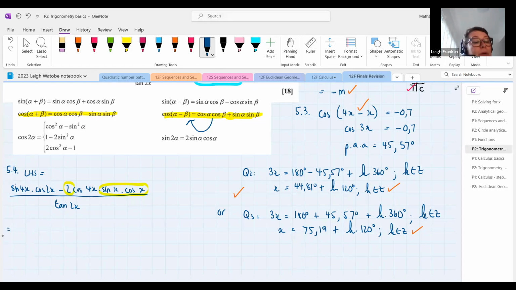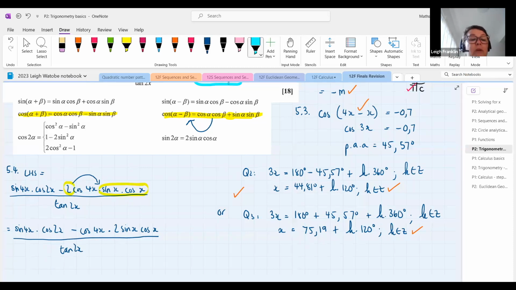So what we're going to do is leave the sine 4x times cos 2x, our first term in the numerator, on the left. And I'm going to bring that cos 4x to the front and move the 2 into the middle. Now what do you see in the second term in the numerator? What can I do with the end bit? It's sine 2x, isn't it?